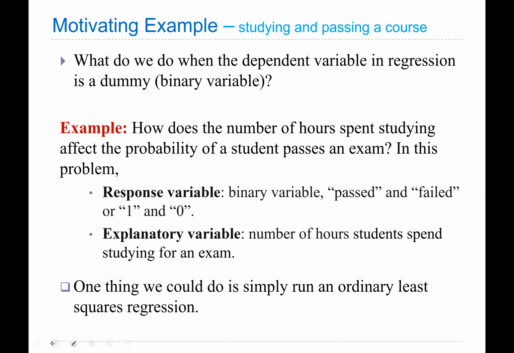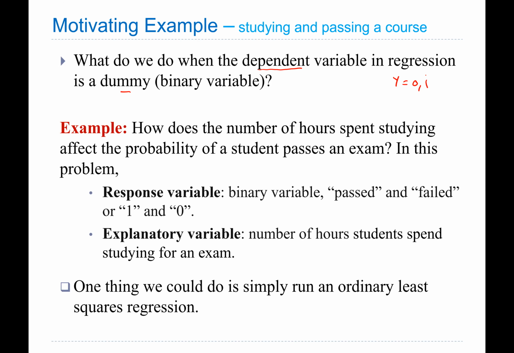So let's start with a motivating example, studying and passing a course. What do we do when the dependent variable in regression is a dummy variable? It is a binary variable. Y takes only two possible values, 0 or 1, like fail or success, or the patient improved and the patient didn't improve. Maybe 0 is someone who doesn't have diabetes and 1 has diabetes, or 0 is not a poor person and 1 is a poor person, and so on.